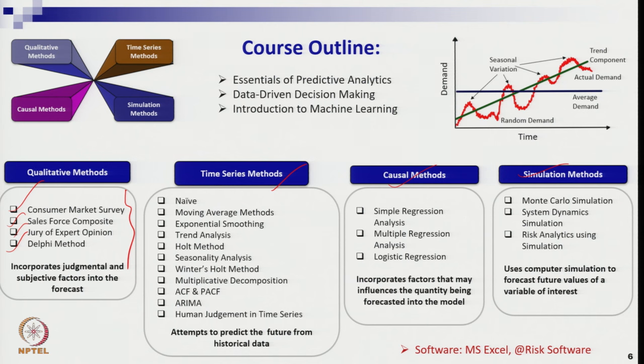So when you take a decision through an iterative process among the groups, where the identity of the groups is not disclosed, and you come up with a consensus, this process is called the Delphi method, and it's very popular in industry. We'll discuss the Delphi method in detail in one session as part of the qualitative approach of forecasting methods. Then we'll enter into the time series method.